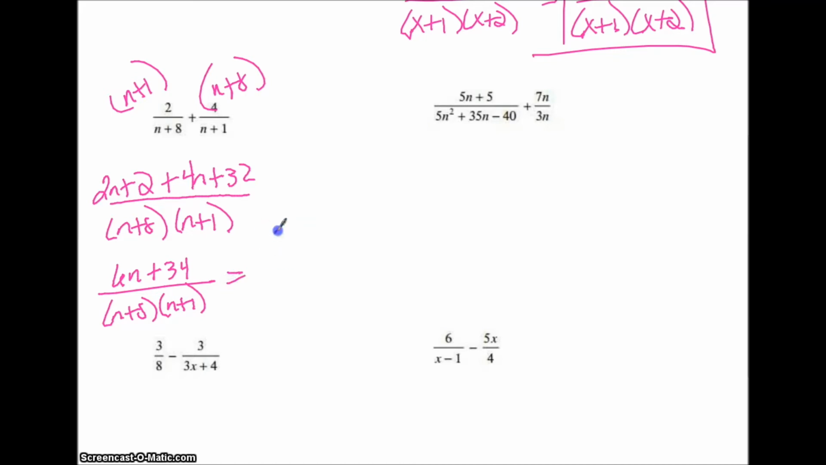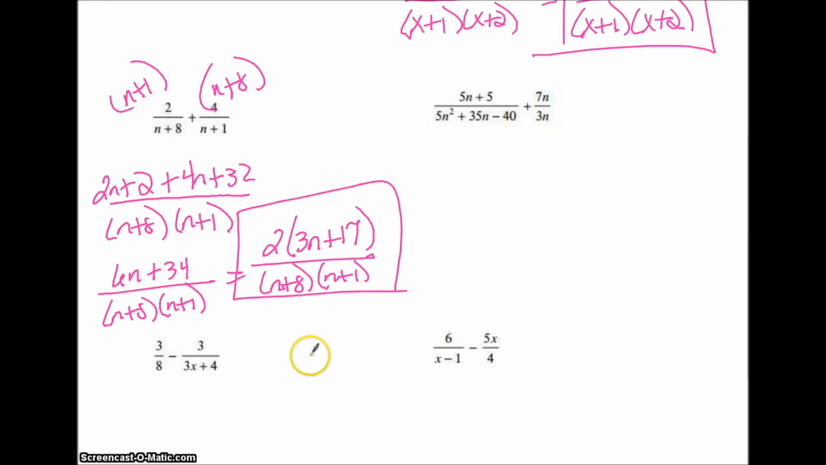These will both divide by 2, and it gives me 3n plus 17 all over n plus 8 and n plus 1. This is your answer.